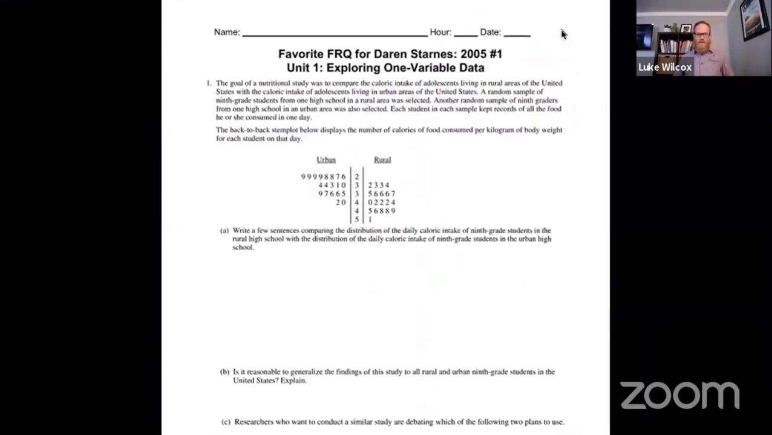Question number 1. And let me tell you, first of all, how I was able to select these questions. I went to some of my best friends in the AP statistics community, and I asked them, what is your absolute most favorite FRQ that might come from the first 3 units?